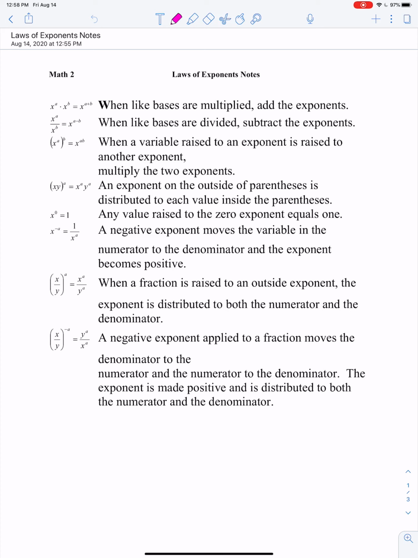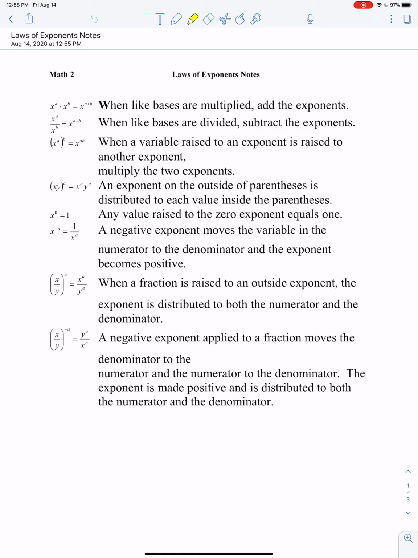All right, today we're going to talk about laws of exponents, and hopefully this is going to be a review for some of you. Maybe you had a little bit of this in Math 1 or middle school. So I'm going to briefly talk about the different properties and what you're going to do with those exponents.